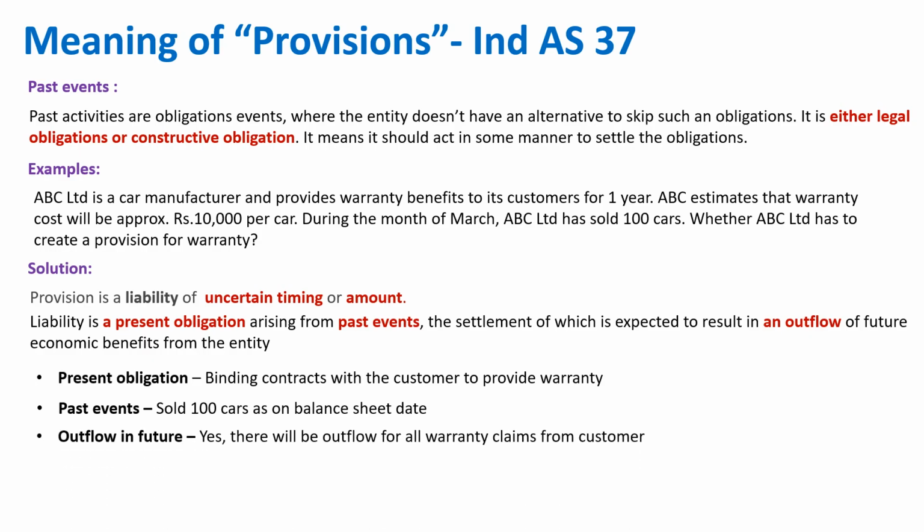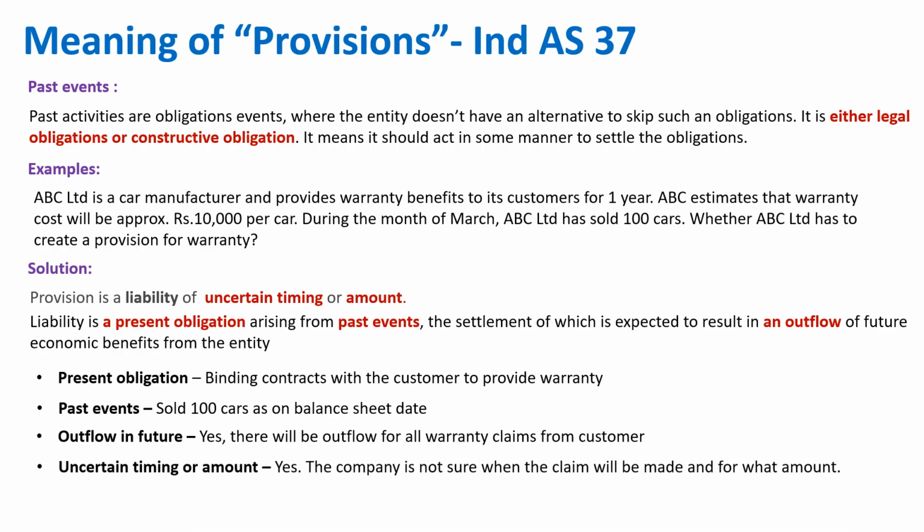Outflow in future, what is the meaning of that? Yes, there will be outflow for all the warranty claims from customers. So when tomorrow a customer comes for a warranty claim, the company has to reimburse either directly to the retailer or through the dealers. Uncertain timing or amount? The answer is yes. The company is not sure when the claim will be made, so timing is not certain, as well as for what amount. Okay, you have a maximum limit of 10,000, that is fine. But it may go beyond 10,000 as well, right? Nobody knows what the warranty claim is. So in this case, provision for warranty to be accounted is 100 into rupees 10,000, that is 1 lakh rupees.